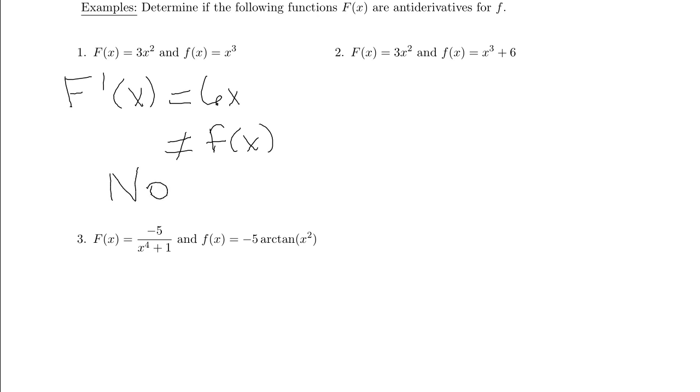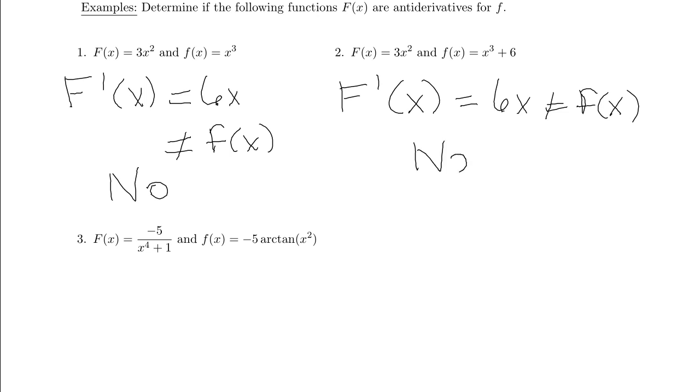So for big F to be the antiderivative, when we take its derivative, we have to get little f, which did not happen here. If we look at example 2, let's do the same method of checking. We take the derivative of capital F, and capital F is 3x squared again, so its derivative is still 6x, but that's not equal to our x cubed plus 6. So this is also not an antiderivative.